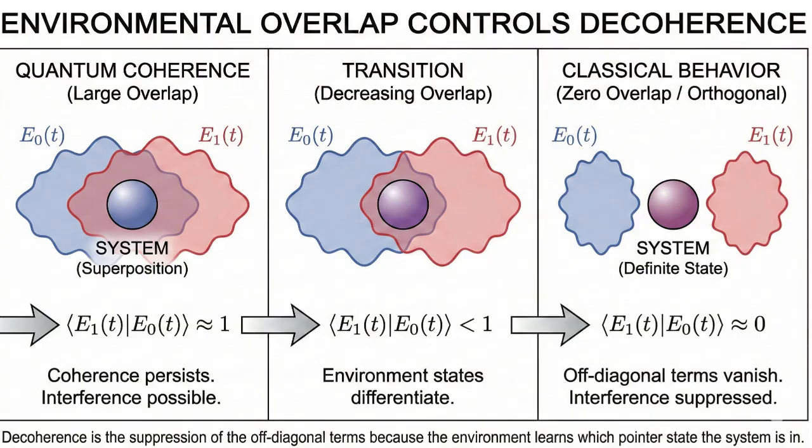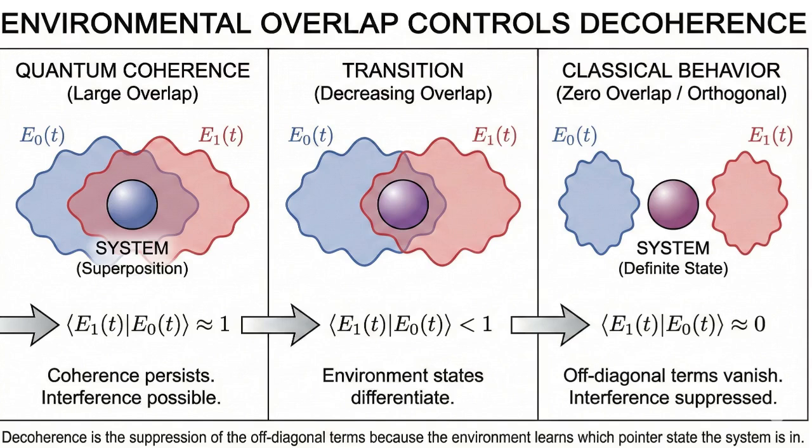Key physical insight. The overlap between the two environment states, the quantity written as the inner product of E1(t) with E0(t), controls whether the system behaves quantum or classical. If the environment states remain similar, the overlap is large. Coherence persists. The system behaves quantum mechanically. If the environment states become orthogonal, that is, distinguishable, the overlap becomes zero. The off-diagonal terms vanish. Interference disappears. The system behaves classically in the pointer basis.